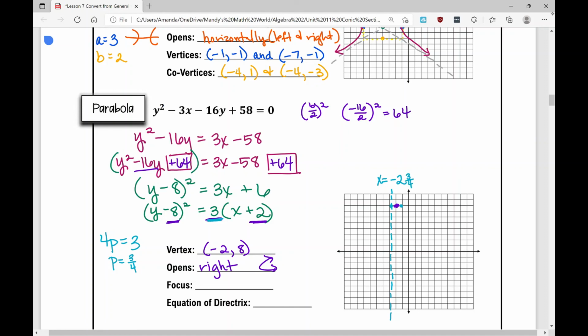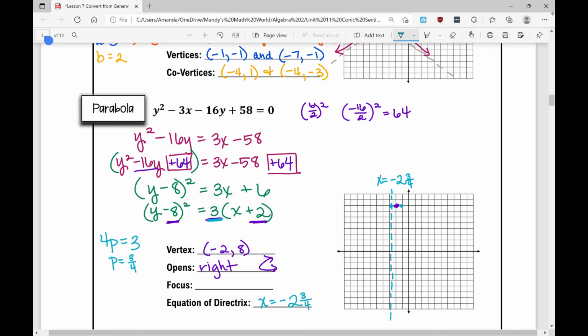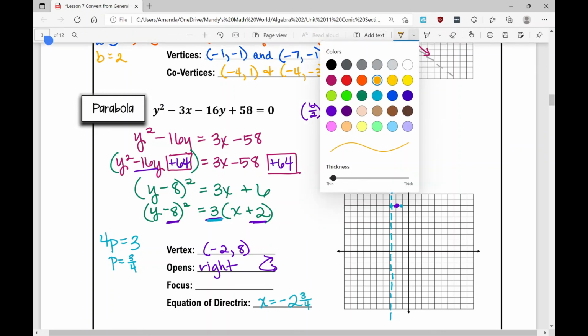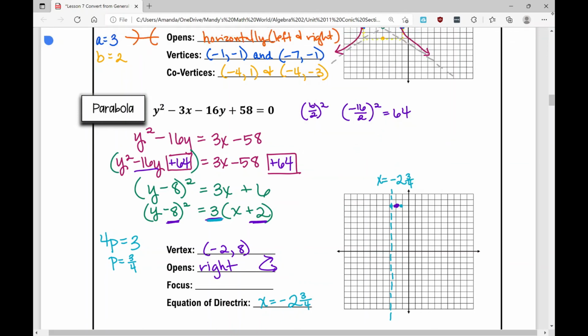Moving left 3/4 gives me x equals -2 and 3/4, right? That vertex is at -2. I moved 3/4 more to the left. The directrix is at x equals -2 and 3/4. Now let's find that focus. Because I moved 3/4 to the right, that focus is going to be at -1 and 1/4. And we're still at a height of 8. Okay? So those are those points.